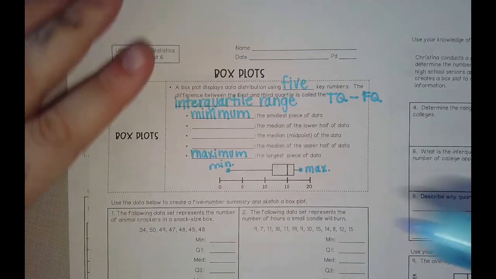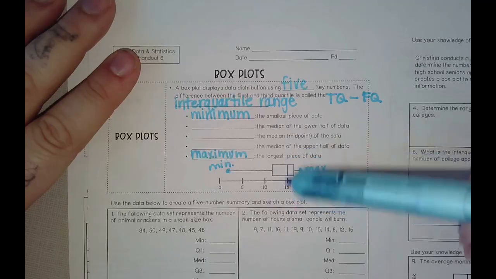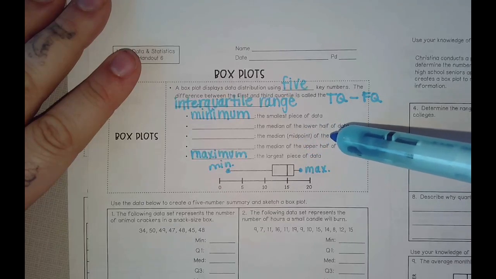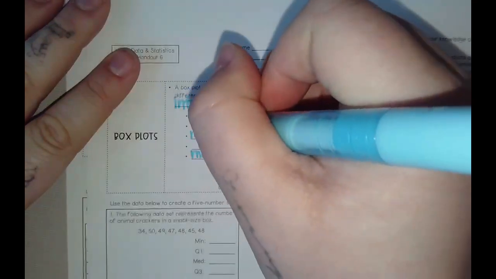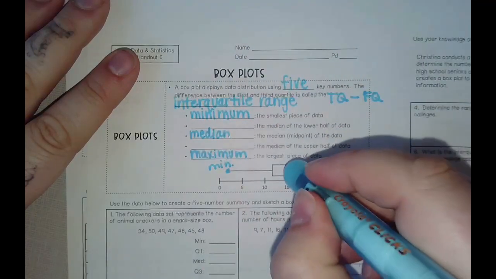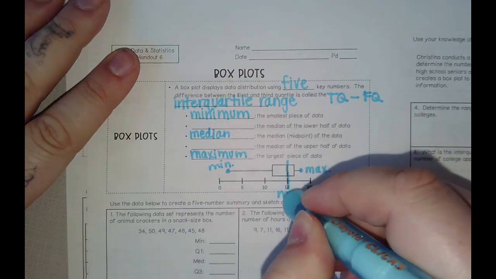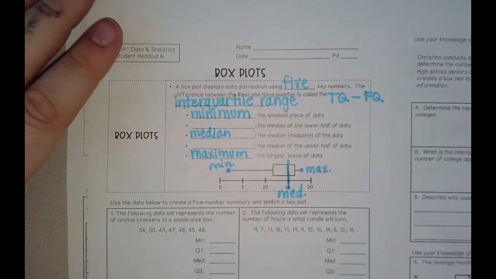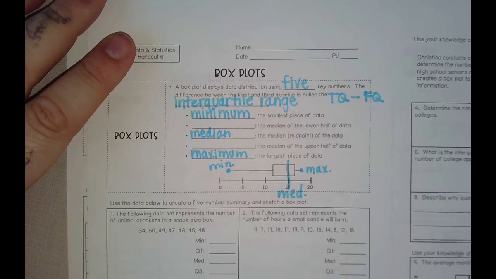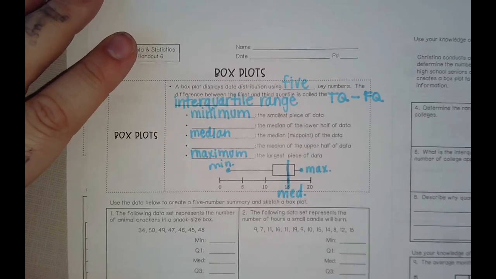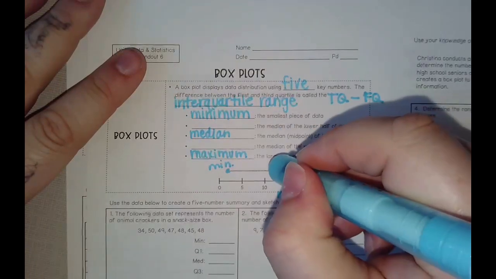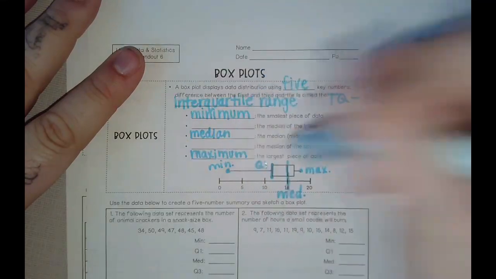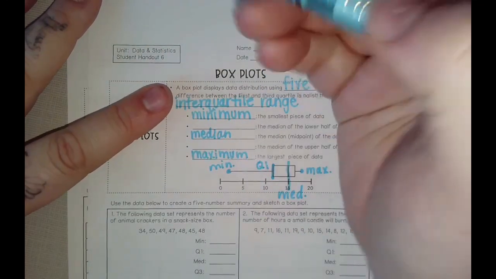Then, this line right here inside of the box at 15, this is the median, or the midpoint of the data. And then we have the median of the lower half of data. This is called the first quartile, or Q1. That's usually what you'll see it as.